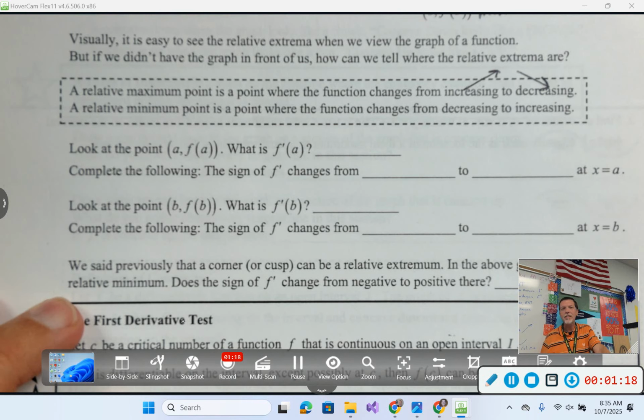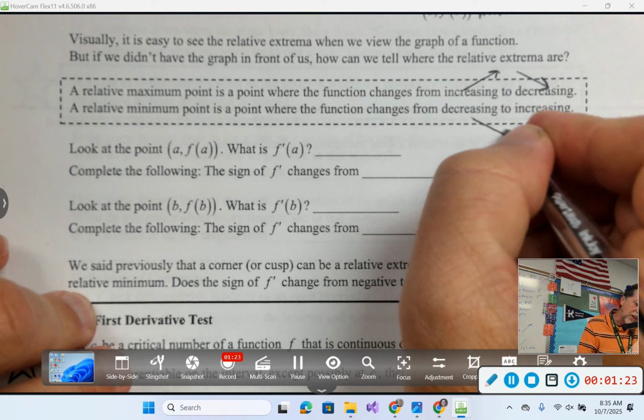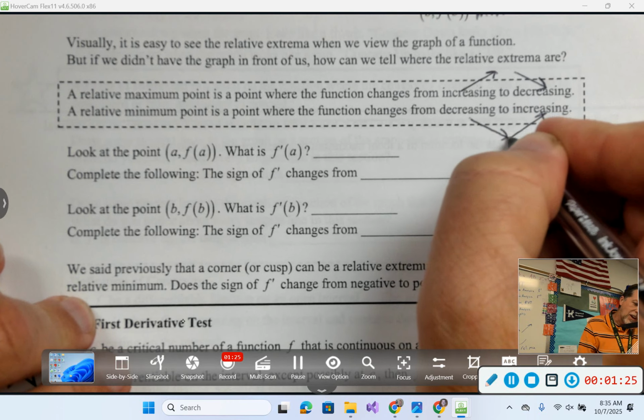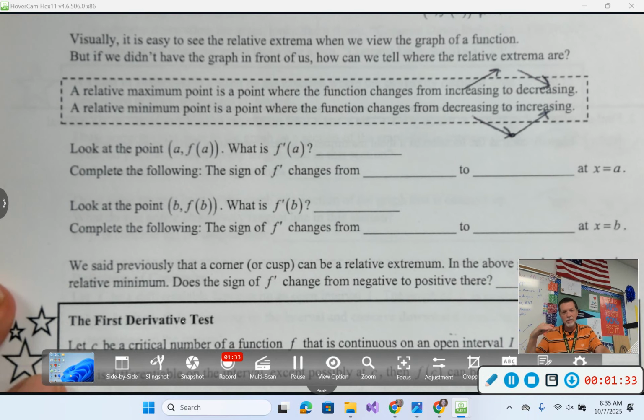Sometimes calculus is easy. A relative minimum is where the function changes from decreasing to increasing. Same thing. Going down and you change to going up, that means wherever the change happened, that was the bottom of the hill, or the bottom of the valley.